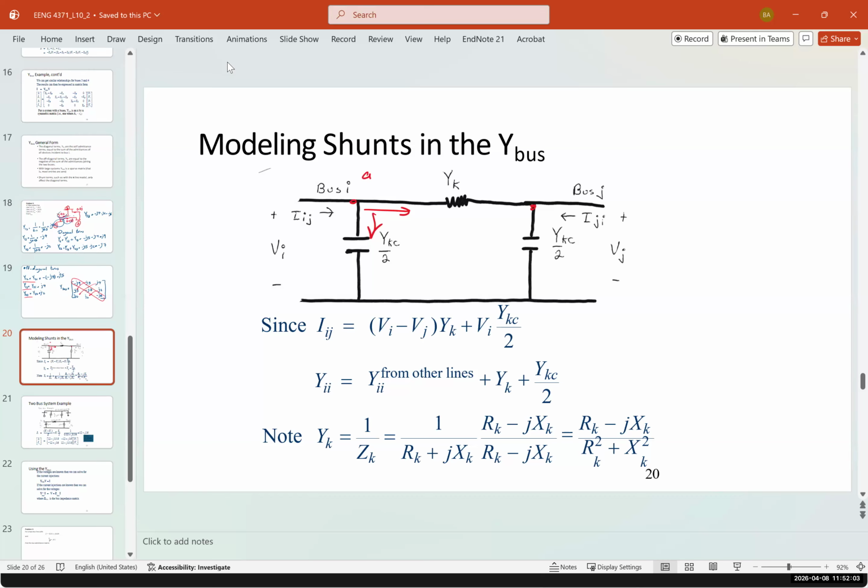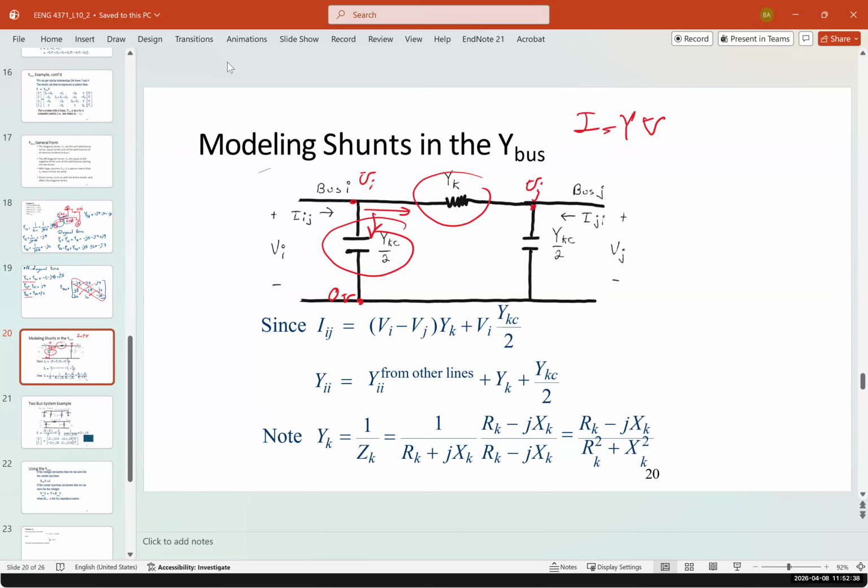Now, this current is this voltage minus this voltage, VI and VJ, times its admittance, which is going to be YK. And the same thing here, it's going to be VI minus 0 volts, since this is 0 volts, times its admittance, which is going to be YK. Again, I is equal to YV. Now, YII is the YII from the other lines plus YK plus YKC over 2.